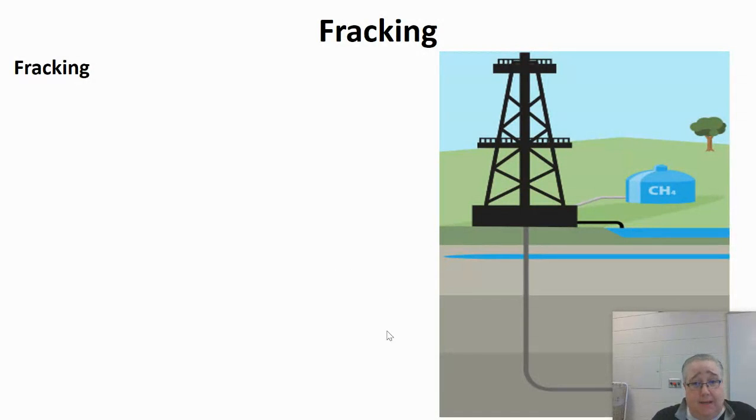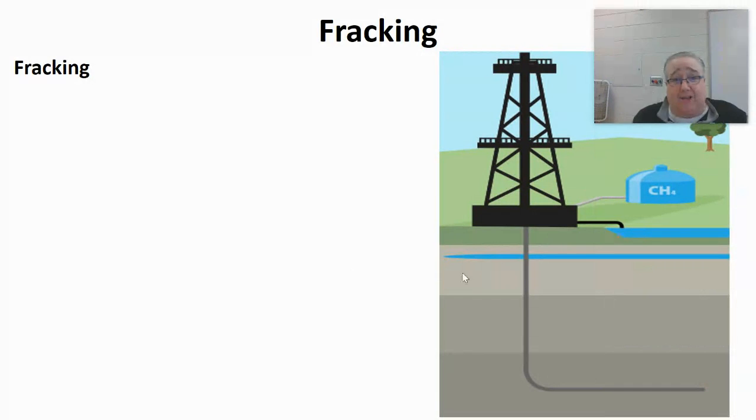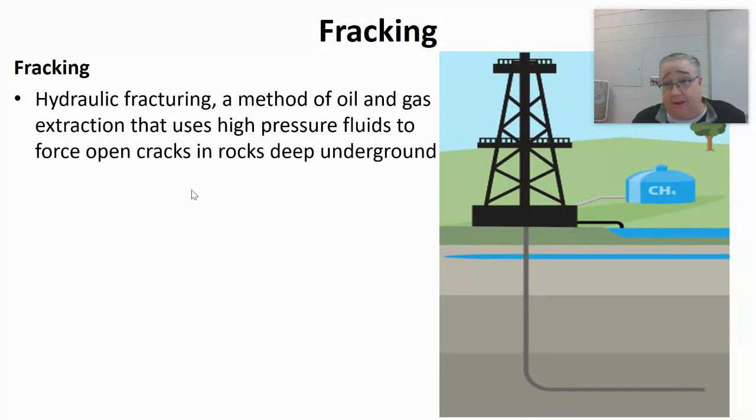All right. Now, how we go about accessing natural gas is a process that I want us to understand. It's a process called fracking. They also call it hydraulic fracturing. It's the same thing. It's fracking. What fracking basically is, is a method that we use to extract the gas from the ground.